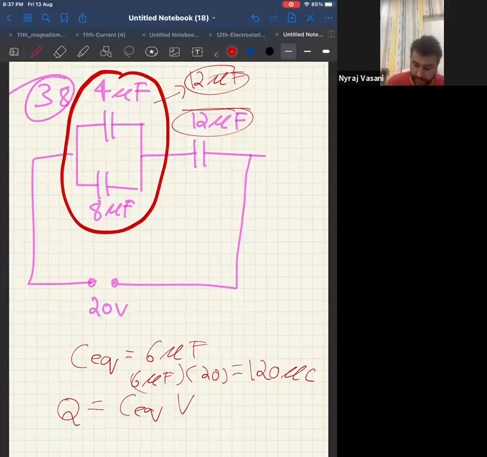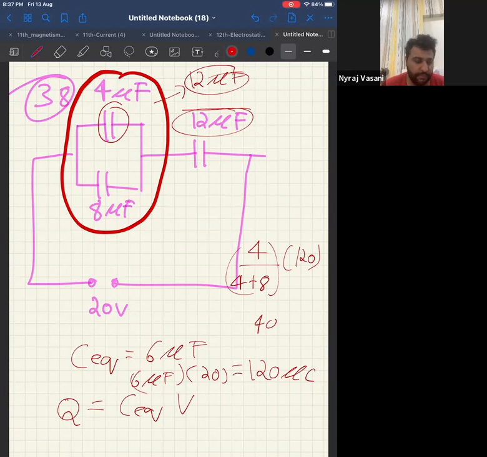What have they asked in the question? They have asked what is the charge on 4 microfarad, particularly this. Now can anyone tell me the formula for this? Charge on 4 will be 4 divided by 4 plus 8, into the total charge, which is 120. Therefore, answer is 40. Got this? I did equivalent charge.